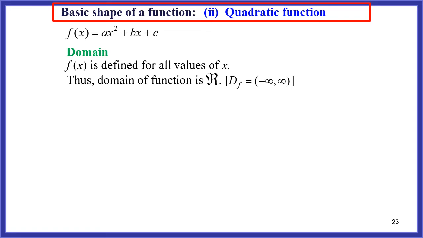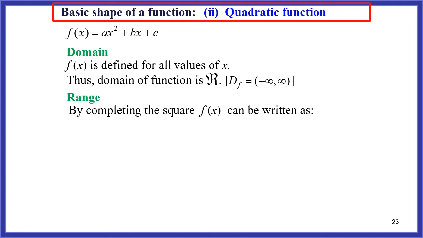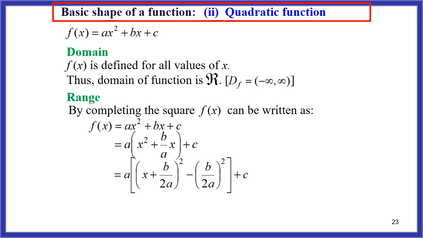Okay, but for the range, we need to find it by completing the square. f(x) can be written as a, factorizing out the a, of x squared plus b over a times x, and then we complete the square inside the bracket. So what we have is (x + b/2a) all squared minus (b/2a) all squared, and then plus c. Then we have a multiplied by (x + b/2a) all squared, minus b squared over 4a, plus c.